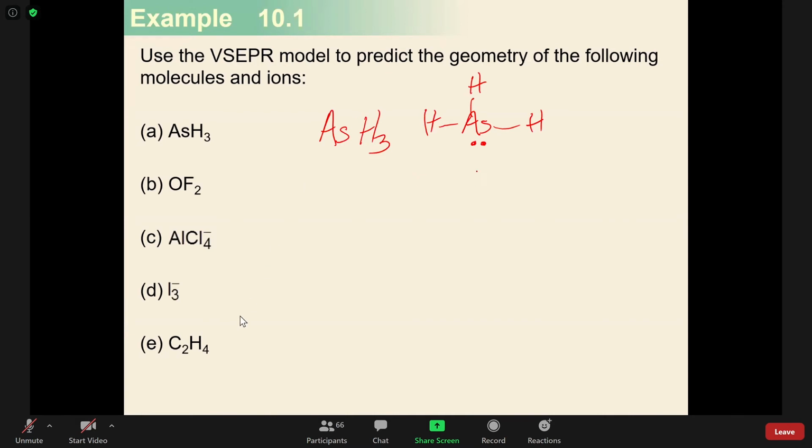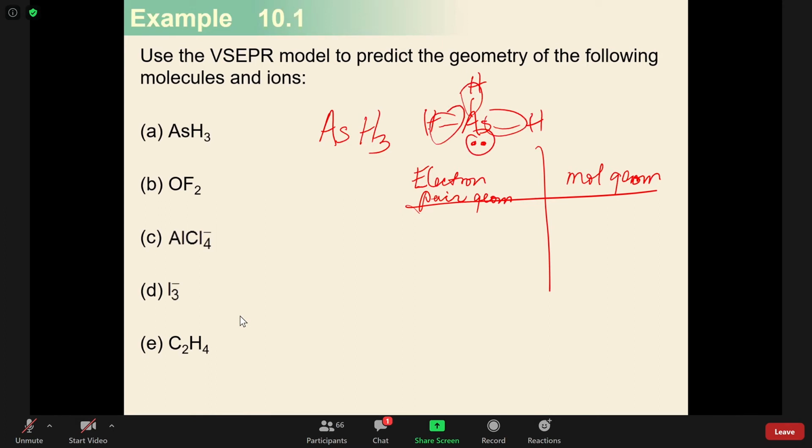So now I want you to predict both the electron pair geometry, which means both bonds and lone pairs, versus the molecular geometry. So what is the electron pair geometry for this molecule? Tetrahedral. We have 1, 2, 3, 4 things around this molecule. It has to be tetrahedral.